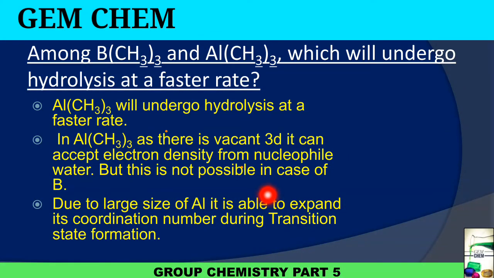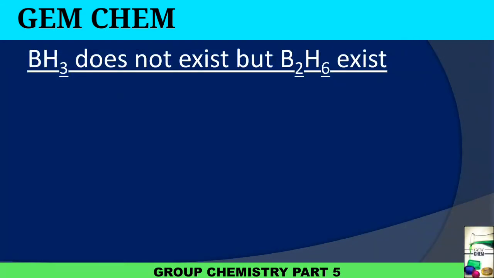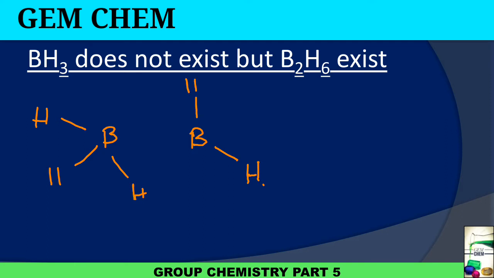Our next question is that BH3 does not exist but B2H6 exists. Now how is B2H6 formed? Let us see. B, again the same, hydrogen, hydrogen and another hydrogen. Similarly here hydrogen, here also hydrogen, and here another hydrogen.